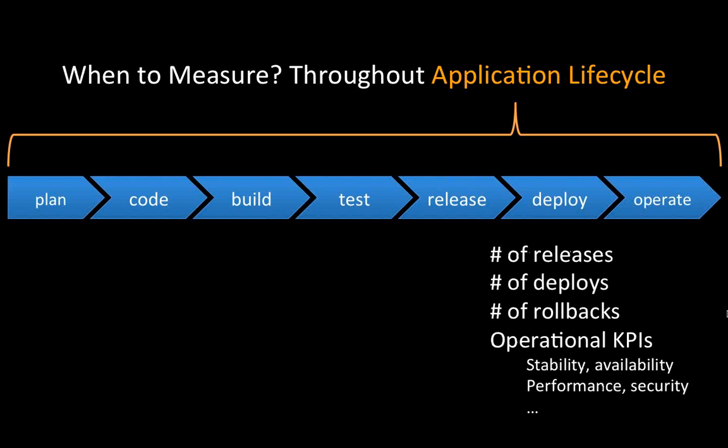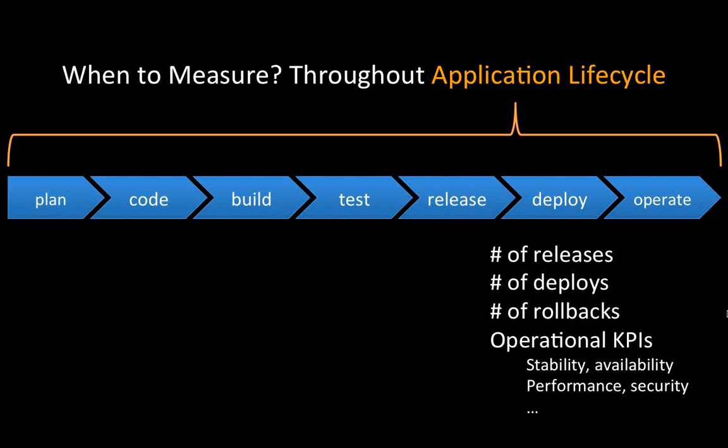Moving on, you have passed the testing phase. Now you want to deploy something. You can measure a lot of things, for example, number of releases over time. So release is something that has passed testing. Then you have deployments when you actually deploy them into production. Sometimes you may need to roll back or switch the traffic back to the previous version of your code base. And then you have all the operational KPIs, such as your system stability, availability, performance, security, etc.